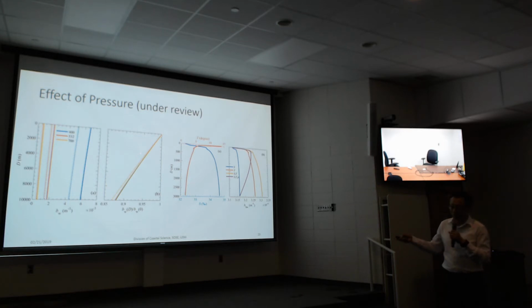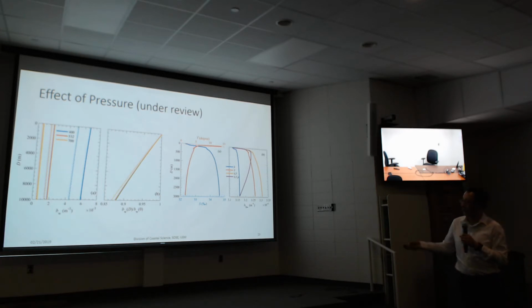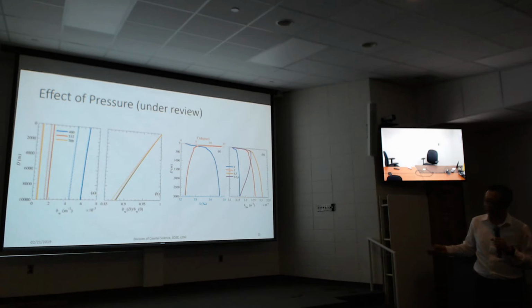What we found is that as the pressure increases, scattering by seawater decreases, just by seawater. At 10,000 meters, the decrease is about 15% relative to the surface.